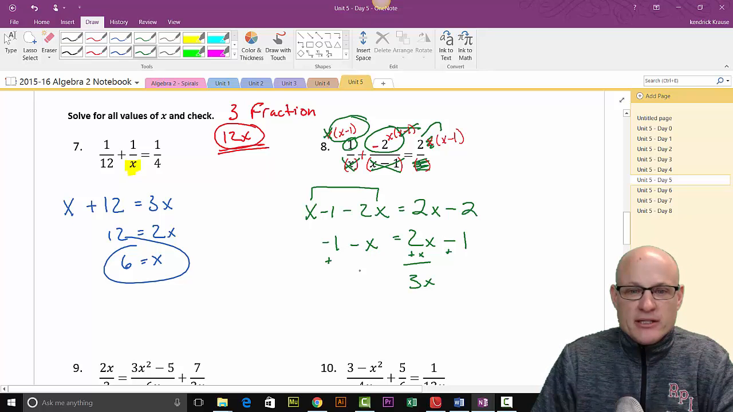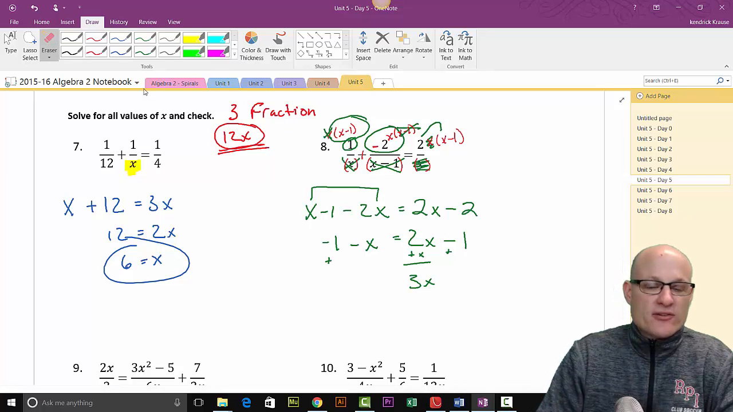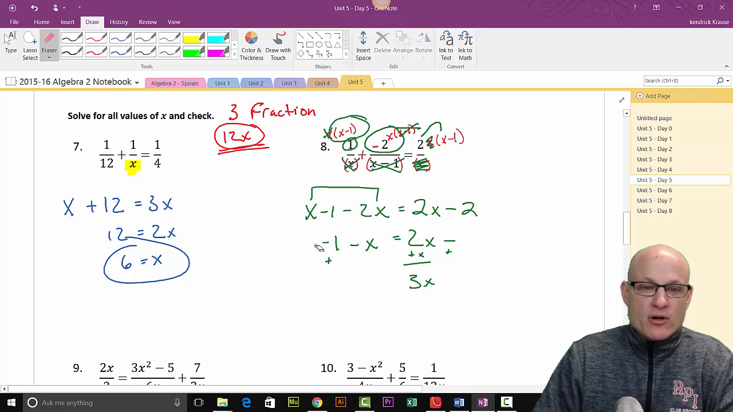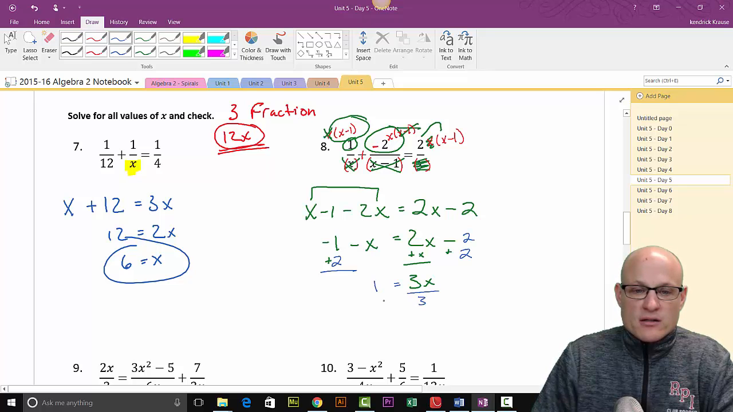Something's scaring me. Why am I adding 1? Good. I just got scared for a second, and now I realized what I did wrong. This should be a minus 2. So I'm really going to add 2 here. I'm going to add 2 here, and I get negative 1 plus 1 is equal to 1. Divide by 3, and I get x equals 1 over 3.